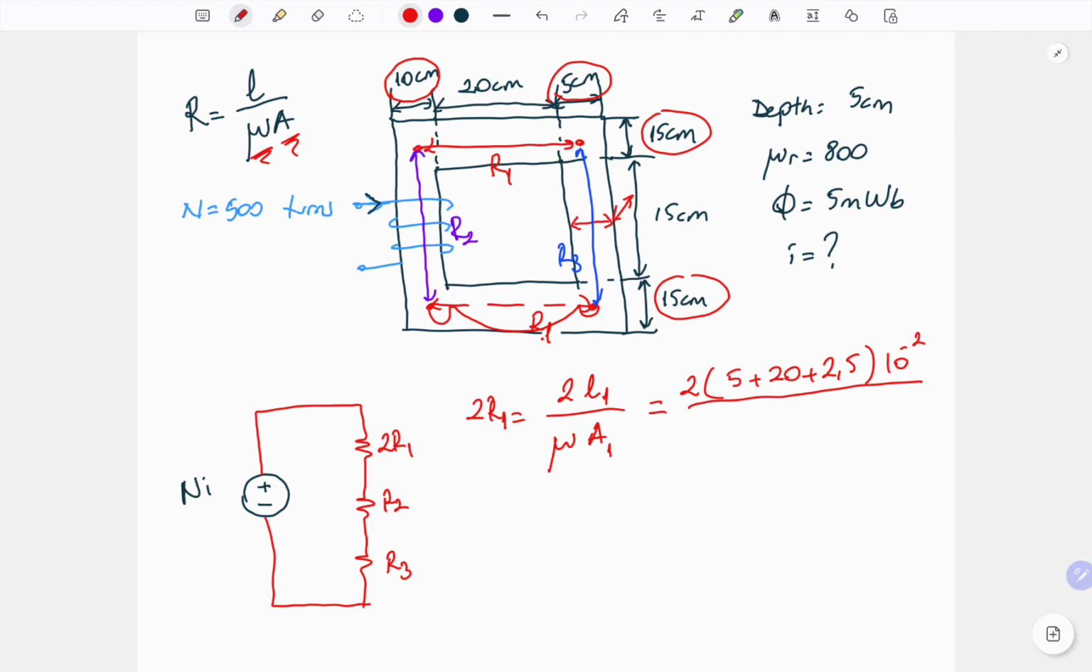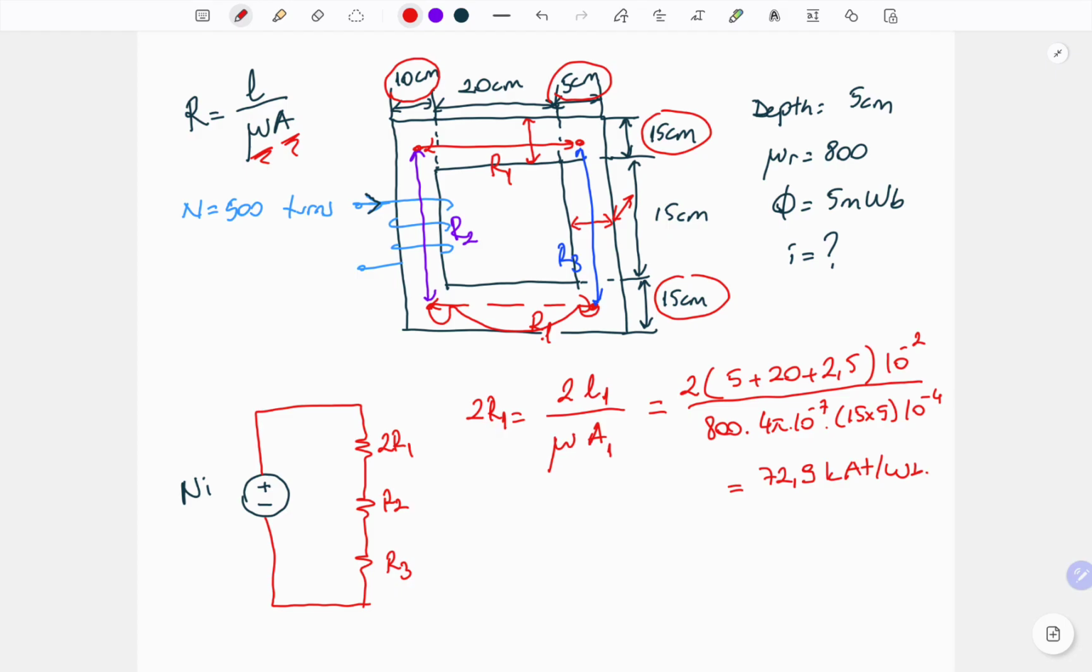Permeability means the multiplication of relative permeability and the free space permeability. So relative permeability is given as 800, and the free space permeability is a constant, 4 pi 10 to the minus 7. The cross-sectional area, so we are calculating the R1. For the R1 section, the width is 15 centimeter and the depth is also given, which is 5. So 15 times 5 must be converted to meter square. So from here, R1 can be calculated as 72.9 kilo ampere turn over Weber.